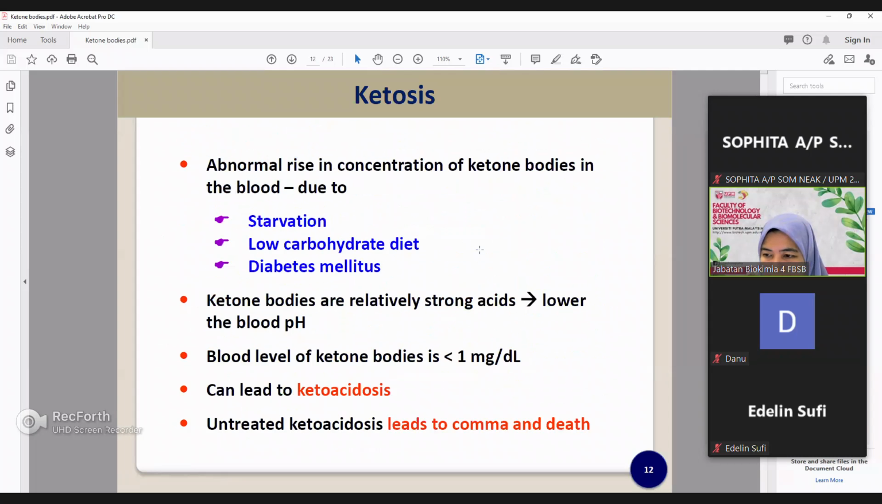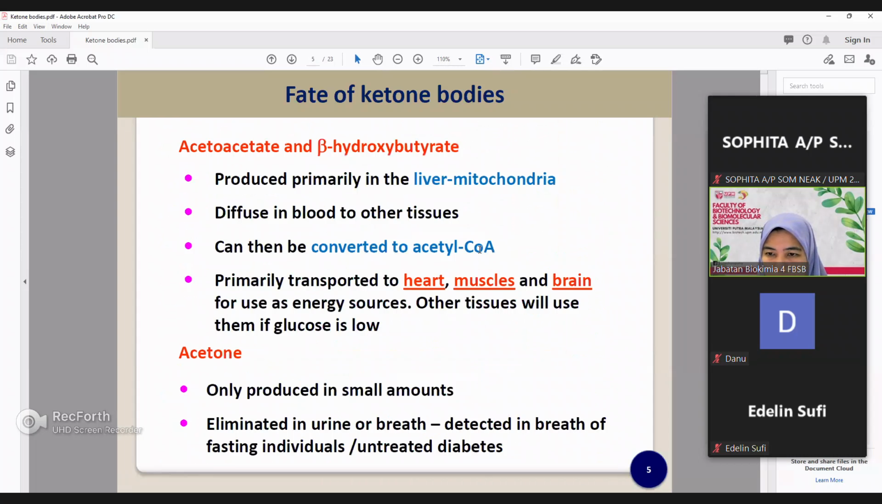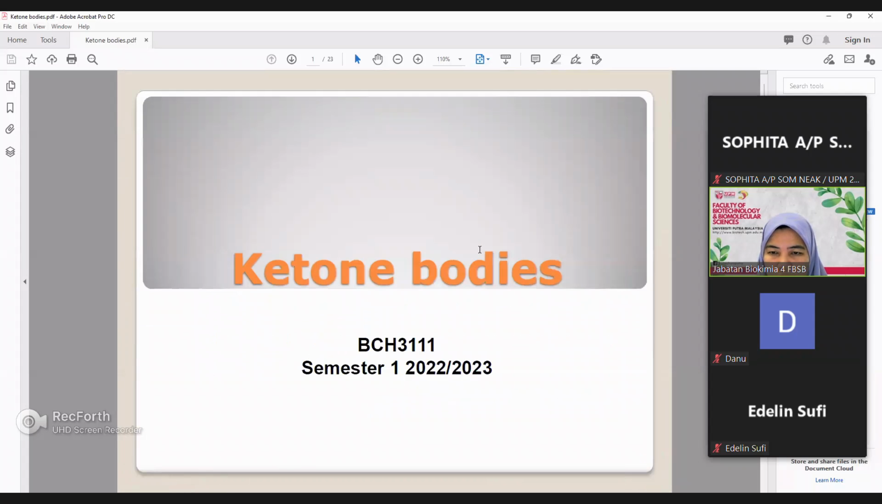All right, that's it. Any questions? I hope you have some idea on what ketone bodies are, on ketogenesis, on utilization, and also on ketolysis, and what ketosis is. Anything else? Any questions?